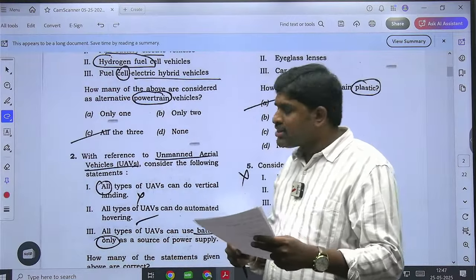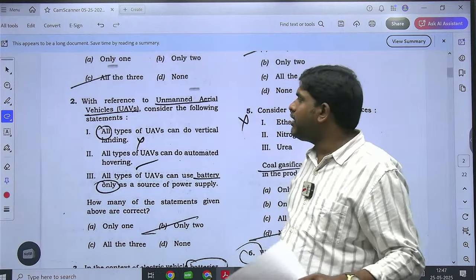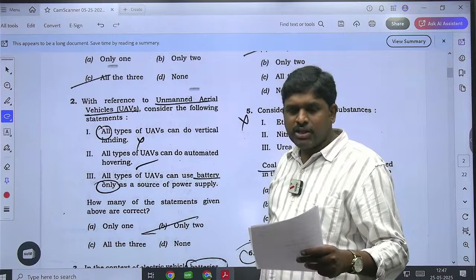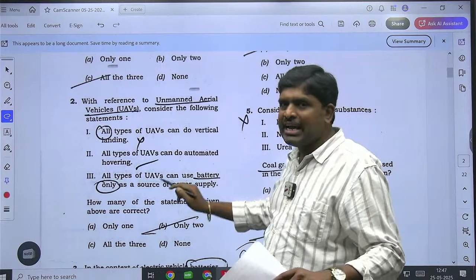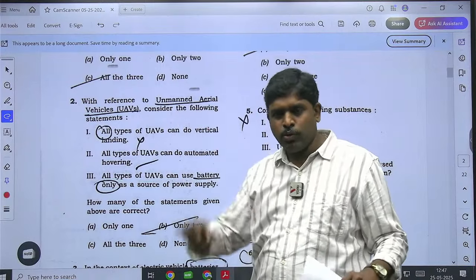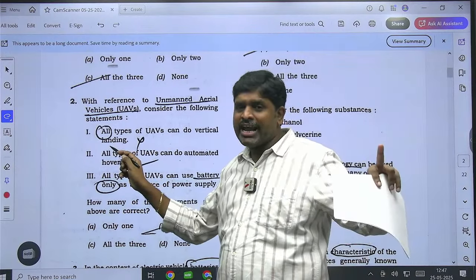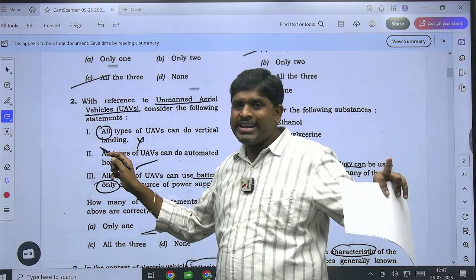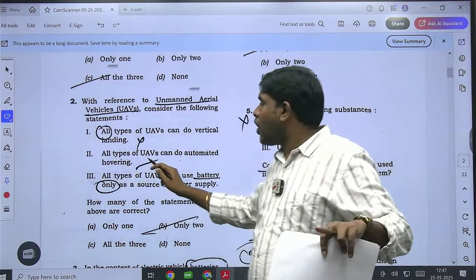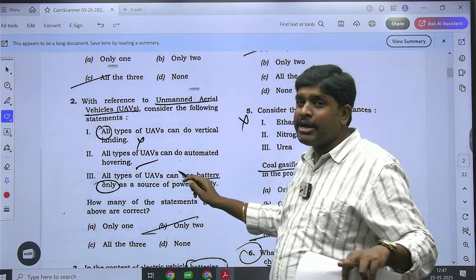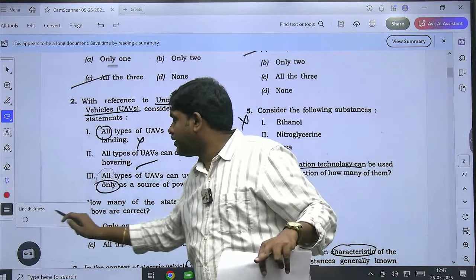The answer is C. Second one, with reference to unmanned aerial vehicles, which are called drones, consider the following statements. In this, all types of drones, unmanned aerial vehicles, can do vertical landing. Whenever we studied in the classroom, wherever there is 'all' or 'none', we have to be very careful. All types of unmanned aerial vehicles can do automated hovering. All types. So you have to remember this.